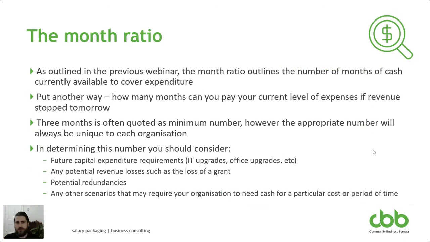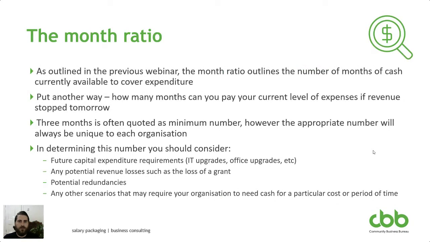The month ratio that we spoke about in our previous module outlines the number of months of cash currently available to cover expenditure. Put another way, how many months can you pay your current level of expenses if revenue stopped tomorrow? 3 months is often quoted as a minimum number. However, the appropriate number will always be unique to each organisation.